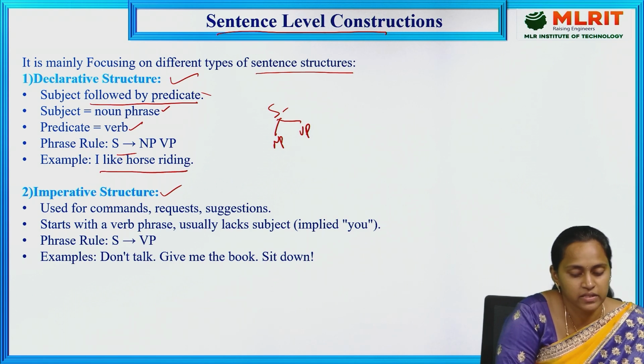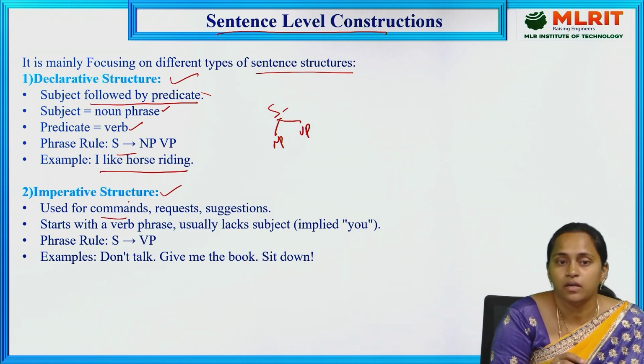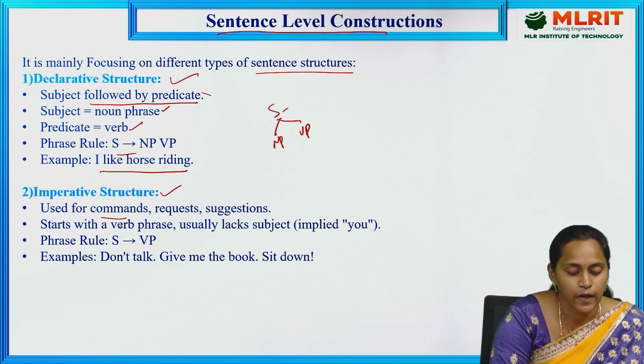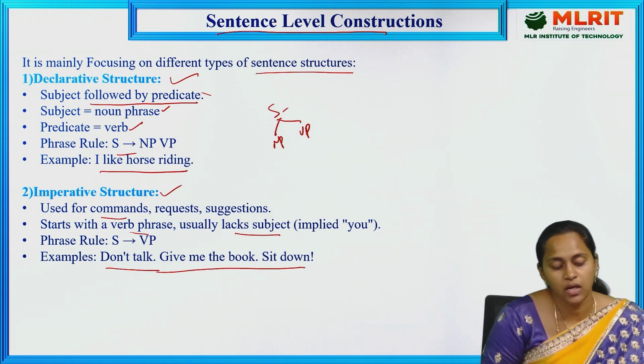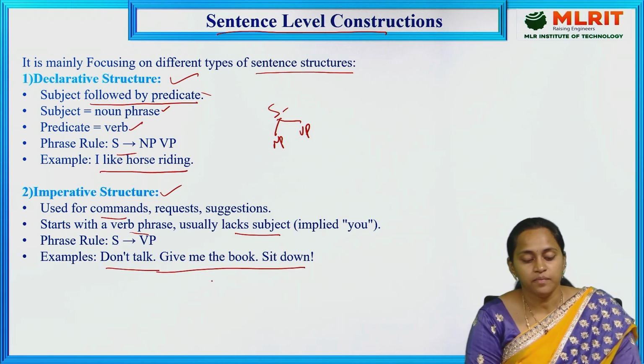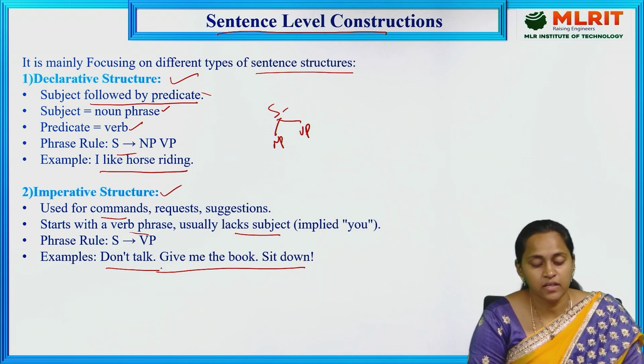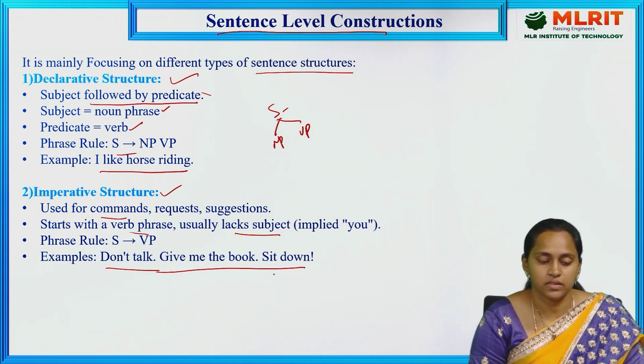Next, the second one, imperative structure, used whenever we give commands, requests or suggestions. This type of sentence is called an imperative structure. It starts with a verb phrase and usually lacks a subject. Some examples: don't talk, give me the book, sit down. These are imperative sentences. This is all about imperative structures.